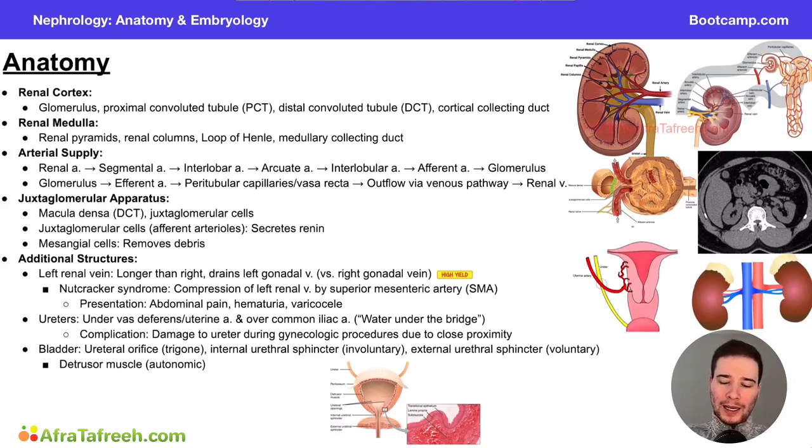So if we start thinking about the anatomy here, we can break it up into two key parts, the renal cortex and the renal medulla. The renal cortex includes things like the glomerulus, the proximal convoluted tubule or PCT, the distal convoluted tubule or DCT, and the cortical collecting duct. Some of the major structures in the renal medulla include the renal pyramids, renal columns, loop of Henle, and the medullary collecting duct.